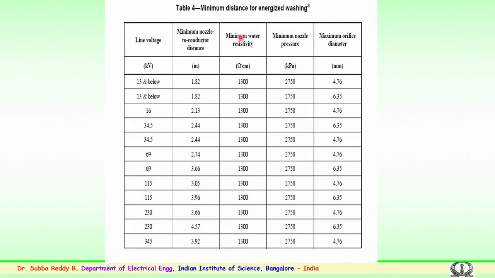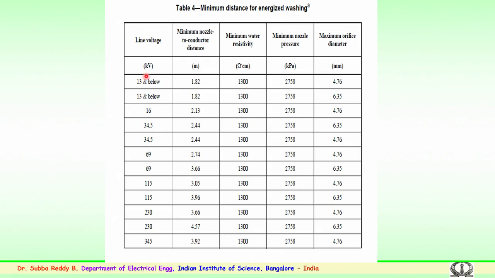So, what is the minimum distance for energized or live line washing? Important information. Safety precautions for the personnel have to be taken care of, and the minimum distance has to be maintained during energized or live line washing. This table gives you the line voltages, the minimum nozzle to conductor distance, minimum water resistivity, minimum nozzle pressure, and the maximum orifice diameter.